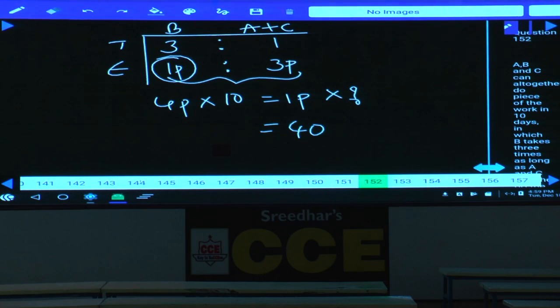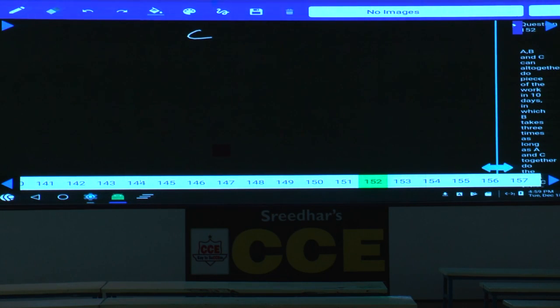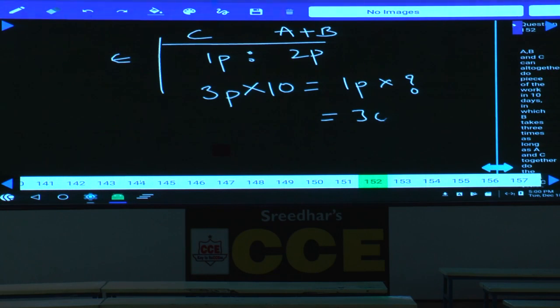Clear? Now in the same question, if your question is about only C, how many days does C alone take to complete the work? We'll pick the second condition. C takes twice as long as both A and B. The efficiency ratio of C to A plus B is 1:2 because the time ratio is 2:1. C's efficiency is one part, A and B's efficiency is 2 parts, all working together 3 parts, and they need 10 days. C working alone, with one part of efficiency, needs how many days? That is 30.